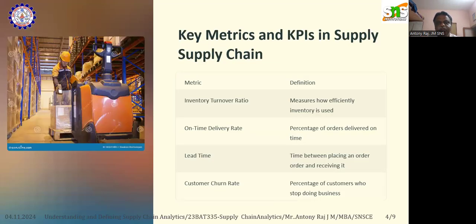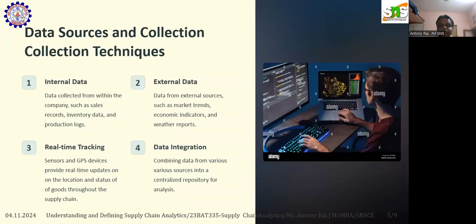Now, what are the key metrics and KPIs in supply chain? These are some of the key metrics and their definitions. Inventory turnover ratio measures how efficiently the inventory is used. On-time delivery rate is the percentage of orders delivered on time. Lead time is the time between placing an order and receiving it. And customer churn rate is the percentage of customers who stop doing business.